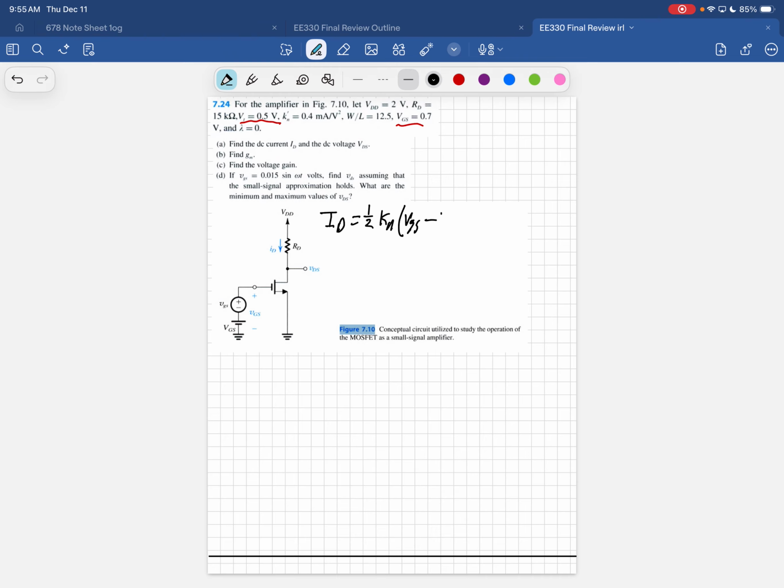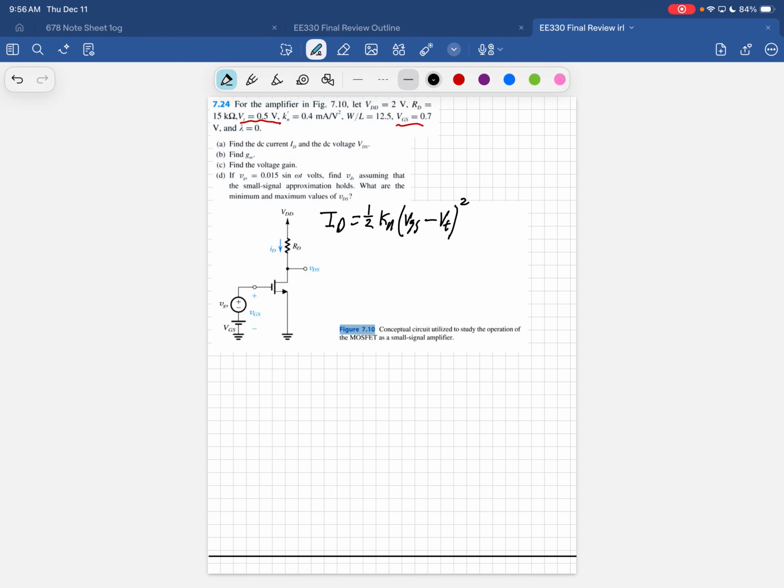VGS minus VT. Shouldn't it be K prime? No, for this equation, it's just Kn. Oh, okay. Am I getting K and K prime backwards? Yeah, it's a little bit confusing. You can think of Kn prime as an incomplete Kn. So, based off of this, I'm like, okay, I don't have Kn. How can I get Kn?